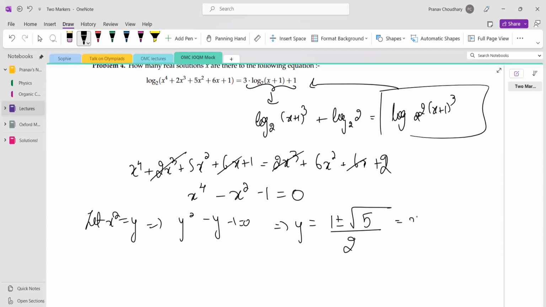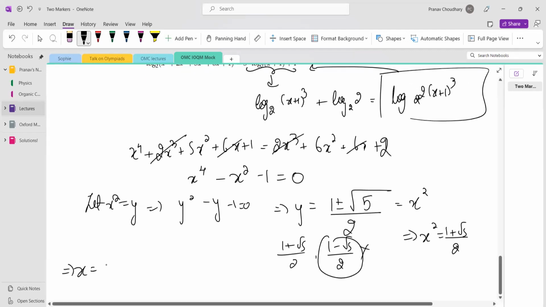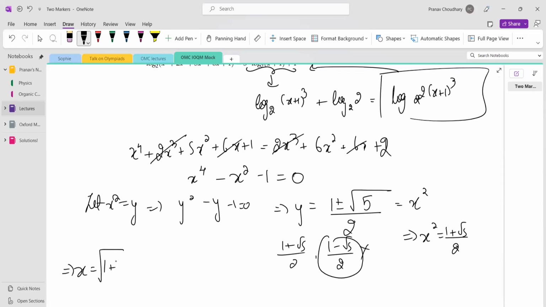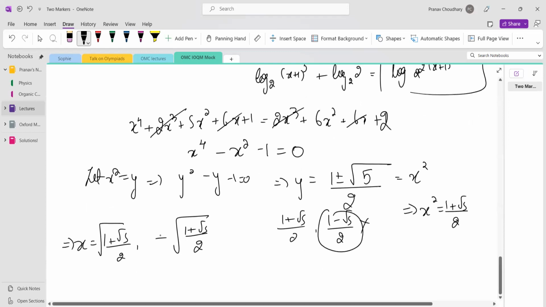So this is equal to x square. Y is x square, right? So it can be either 1 plus root 5 over 2 or 1 minus root 5 over 2. See, this is clearly negative, so x square cannot be this; x square is 1 plus root 5 over 2. Which means x should be, see, there's a catch here, I'll tell you, under root of 1 plus root 5 over 2 or minus under root of 1 plus root 5 over 2. So these are the two possible values.